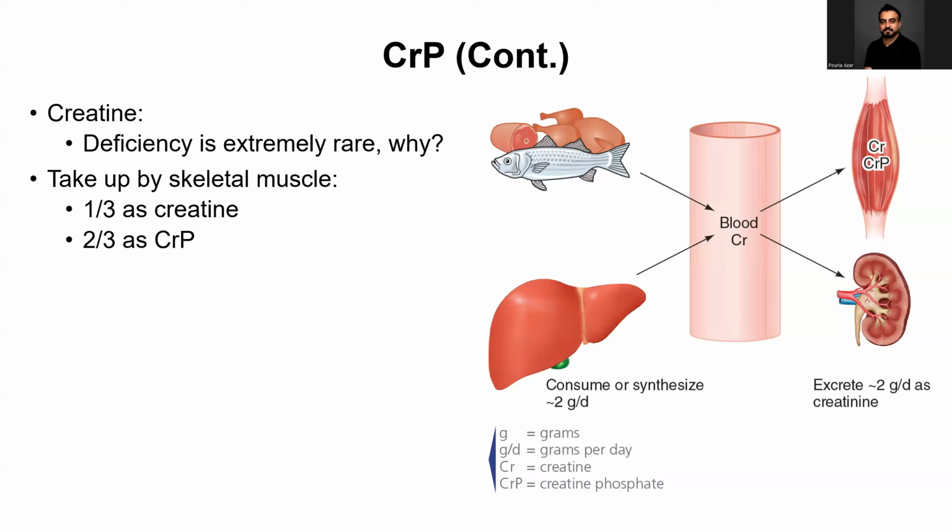And it can be taken up by skeletal muscle. Of the amount of creatine we have in muscle, 1/3 is as creatine in muscle mass, and 2/3 is as creatine phosphate.